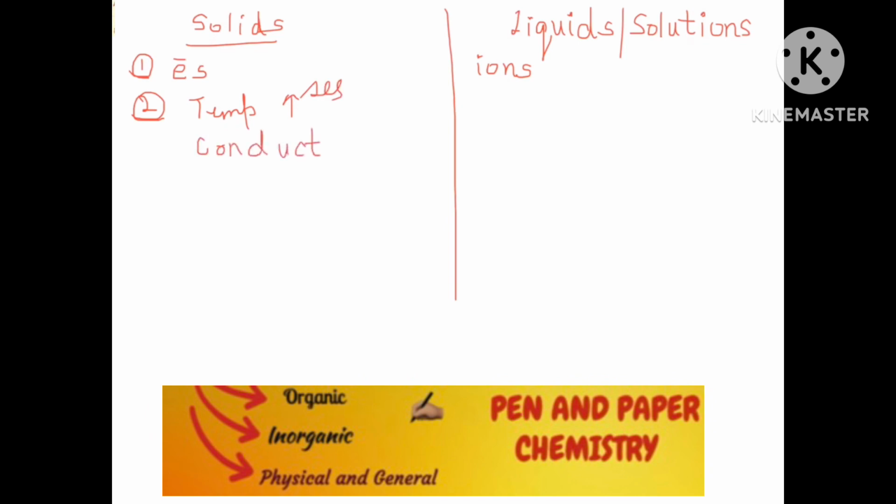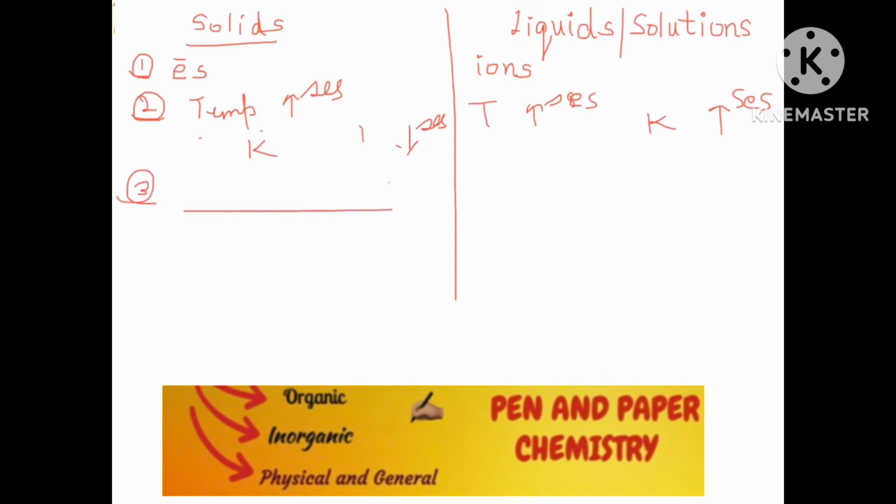Conductivity decreases. What about liquids and solutions? Oh, it's completely opposite. Temperature increases, conductivity also increases, right? If you want, you can also write the symbol. What was the symbol of conductivity that we used? Yes, kappa. Coming to the third point, you see current flows through copper wires all the time.